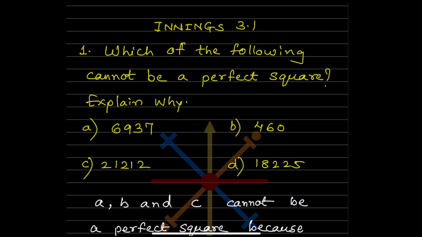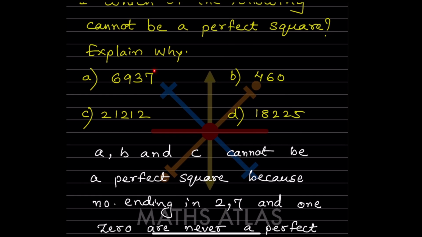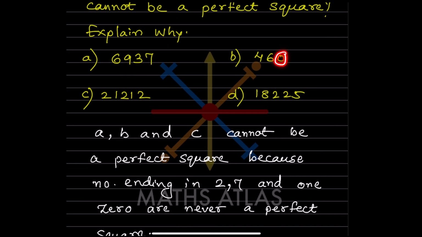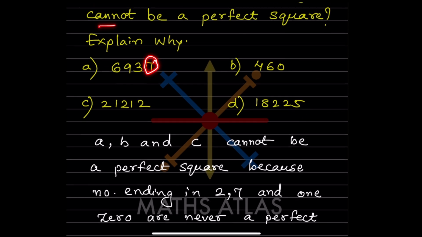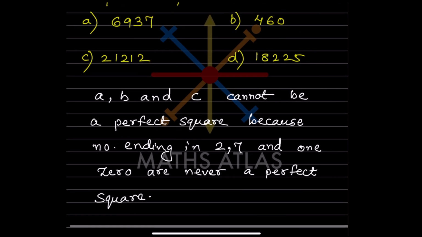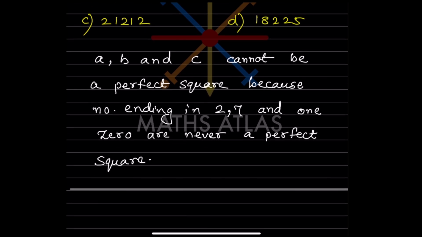Now, there is a rule: wherever the ending is 7 or 2, or there is only a single 0 at the end, that cannot be a perfect square. Now this 5, it's a perfect square. They asked which cannot be a perfect square, so these are the 3. The reason we can write here: A, B and C cannot be perfect squares because numbers ending in 2, 7 and a single 0 are never perfect squares.